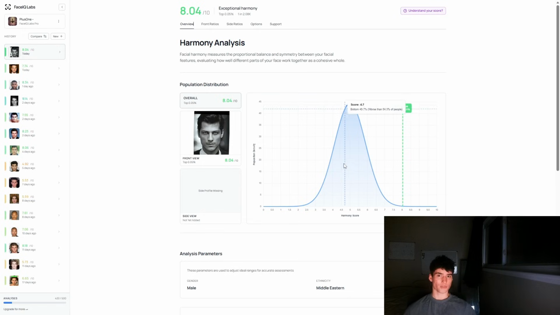Now this is just based off of front harmony, and this is also just off of harmony, which is making up about 20 to 30% of attractiveness.